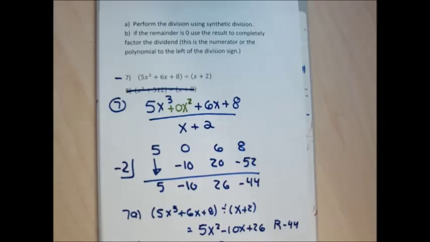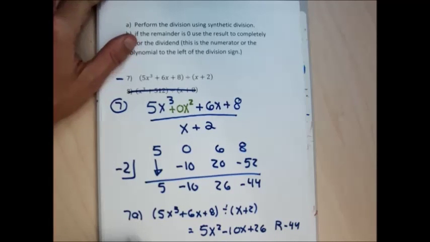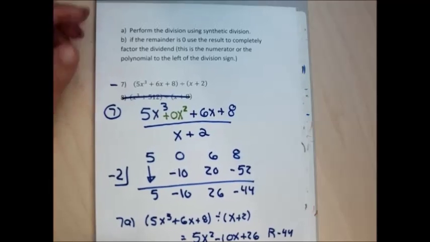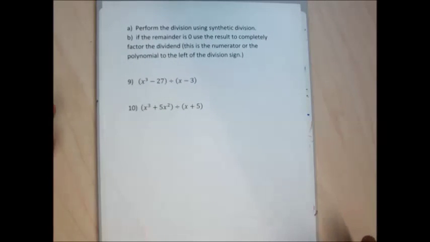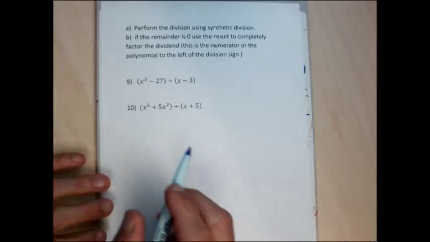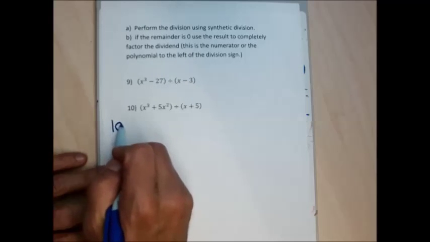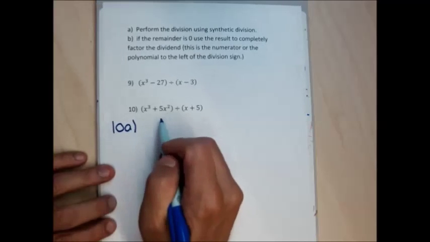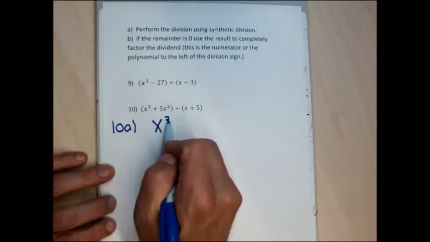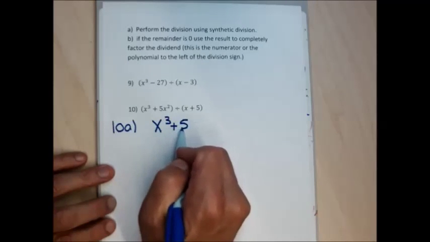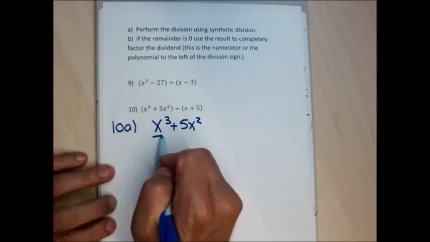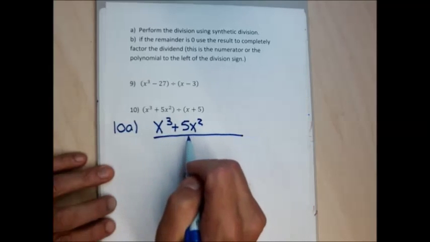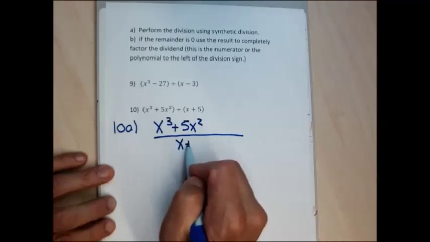Alright, so one more problem for this segment of the video, and then we can go to a part 2. I'm going to do number 10 this time and not your number 9. So for my number 10 to do part A, I need to write it probably as a division problem. As a fraction, the division problem is going to help me out quite a bit. So I'm going to write x cubed plus 5x squared over x plus 5.